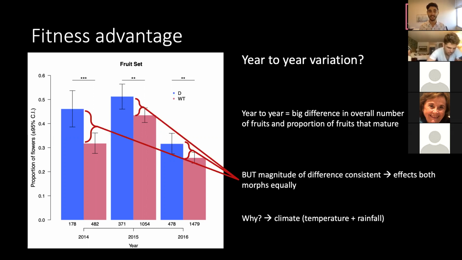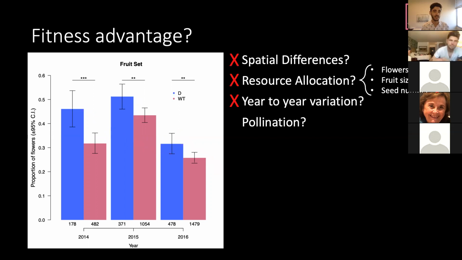And it seems as though this is likely driven by climate, specifically temperature and rainfall. 2016, our worst year technically for fruit set, was by far the hottest and driest year that we were in the field. In 2015, the best year technically, was the most temperate in terms of temperature, as well as the wettest. But again, the important thing here is whatever is driving this, it is affecting the morphs equally, not differentially. So that's not driving the difference in fruit set.